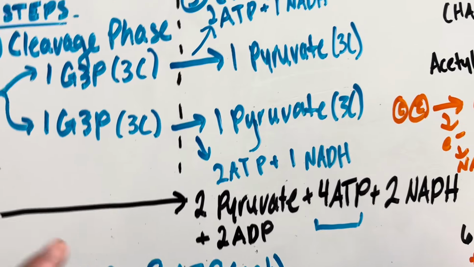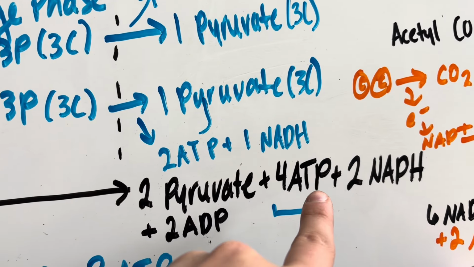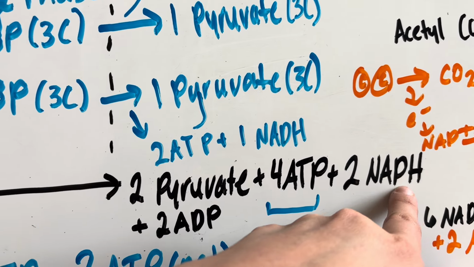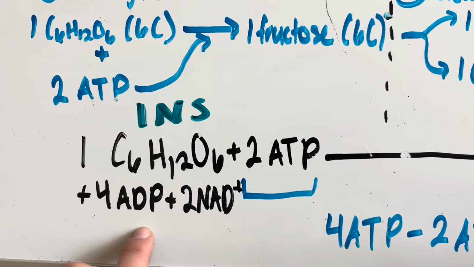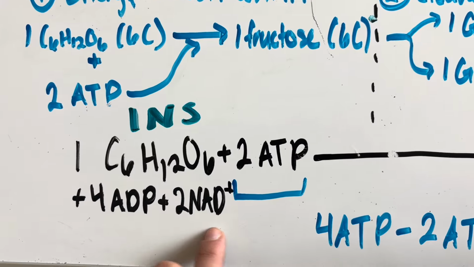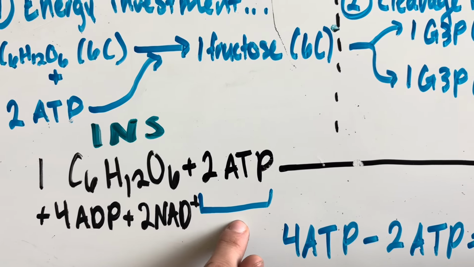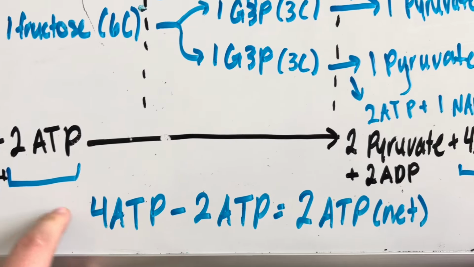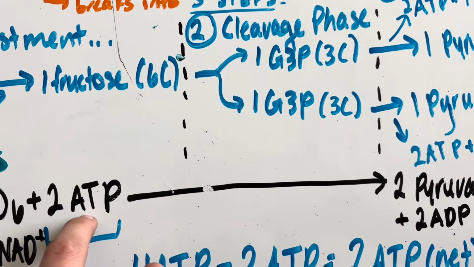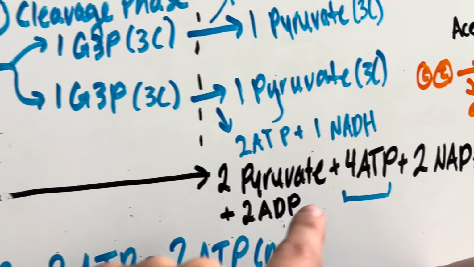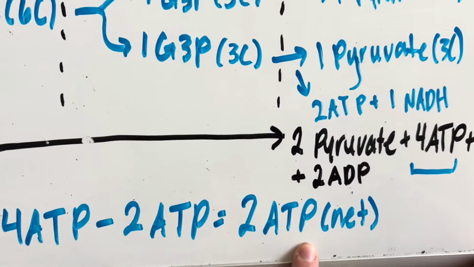And so same concept. We have 4 ATP right here. We have 2 NADH right here. It came from this. It came from these 4 ADP and these 2 NAD+. And so then total for ATP gain, we put 2 in, so we subtracted 2 from the total energy that we gained, and we got 2 ATP net.